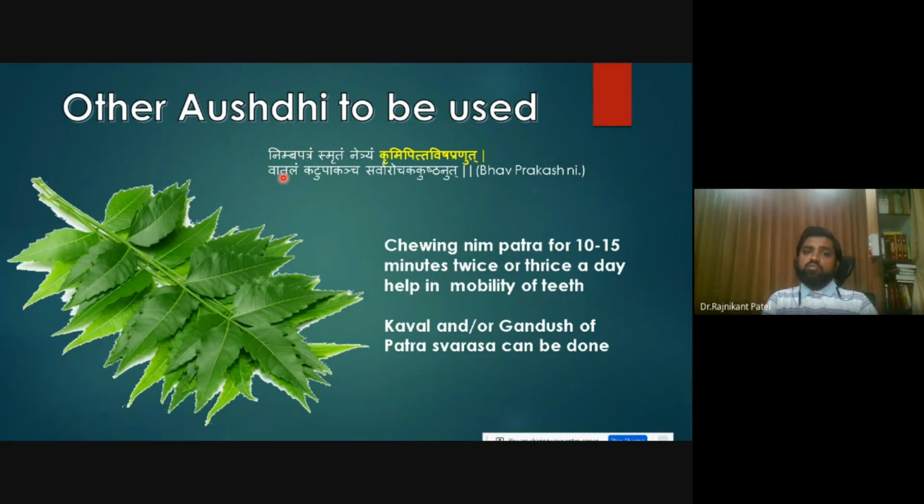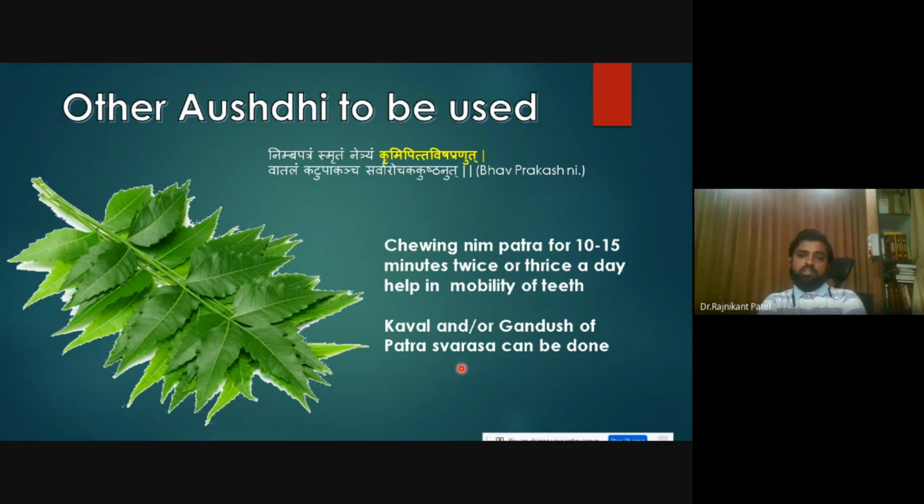Other medicine to be used is Nimba Patra, because Bhavaprakasha has mentioned Nimba as: Nimba Patram Smritam Netryam Krimi Pitta Visha Pranut. So Krimi, Pitta and Visha: all these three are involved in osteomyelitis. Now how can we advise this to a patient? Chewing neem patra for 10 to 15 minutes twice or thrice a day helps in the mobility of the teeth. Or we can also use a different modality such as kavala, or we can use it with the fresh juice of this leaf.